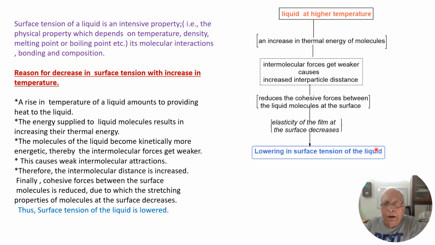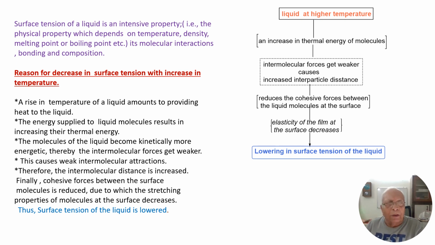These molecules coalesce together. The surface tension of the liquid is lower. Same thing here in form of a chart. Liquid at higher temperature increases thermal energy, intermolecular forces get weaker, causing increased interparticle distance, which reduces the cohesive forces between the liquid molecules, and the elasticity of the film decreases, lowering the surface tension of the liquid.